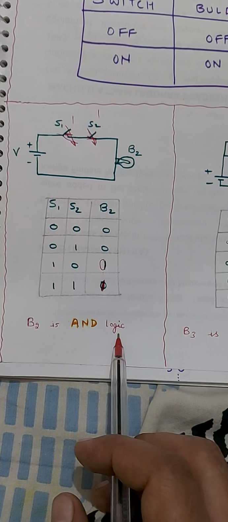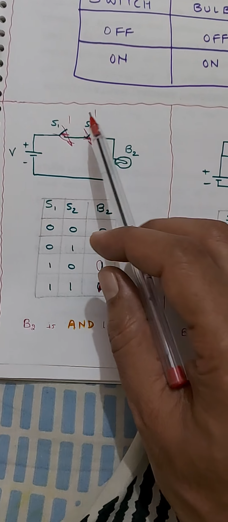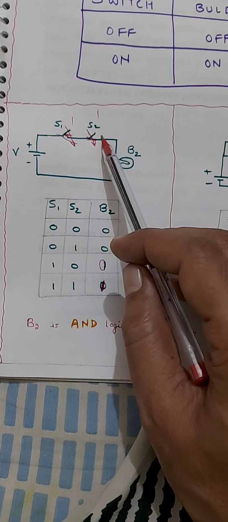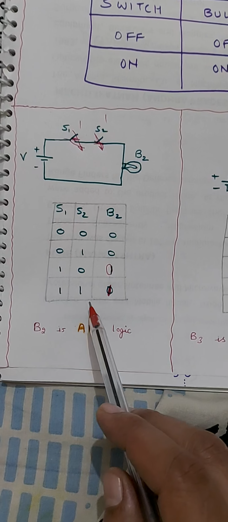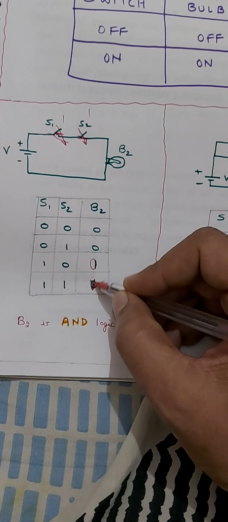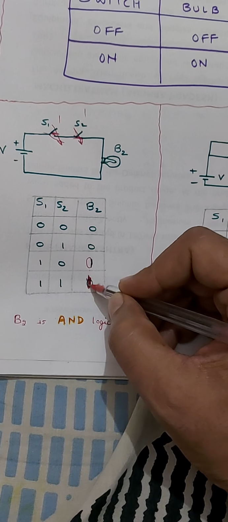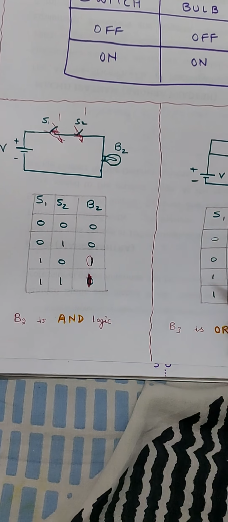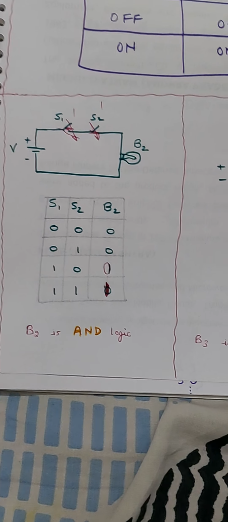Why is it AND logic? Logically what happens is, when switch 1 and switch 2 are on, then the output is on, output is 1, output is received, the bulb is on.